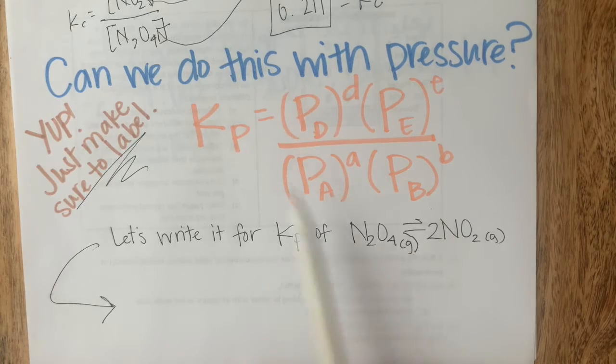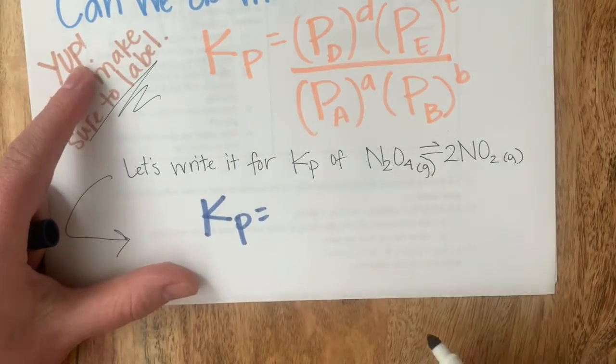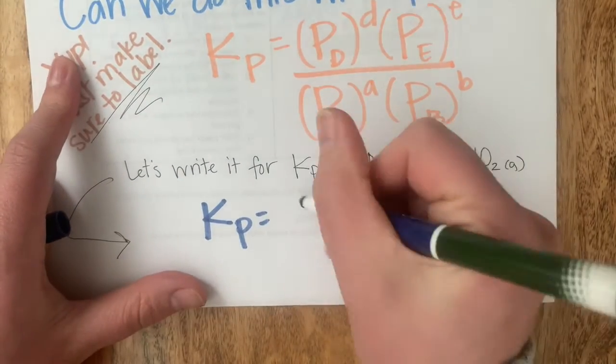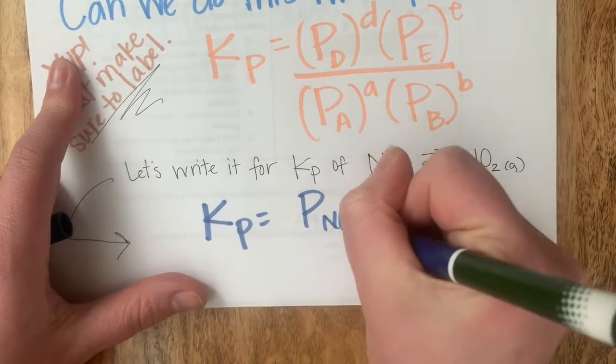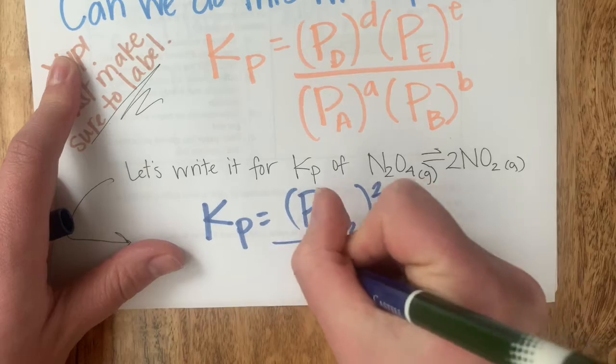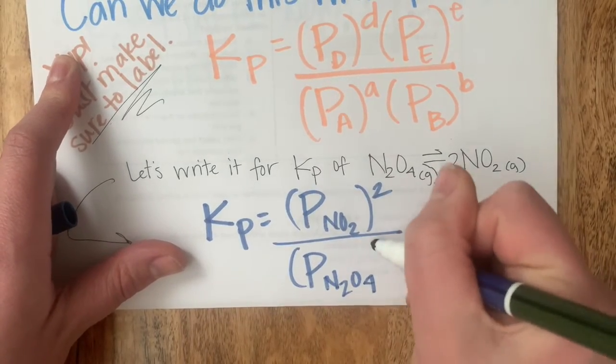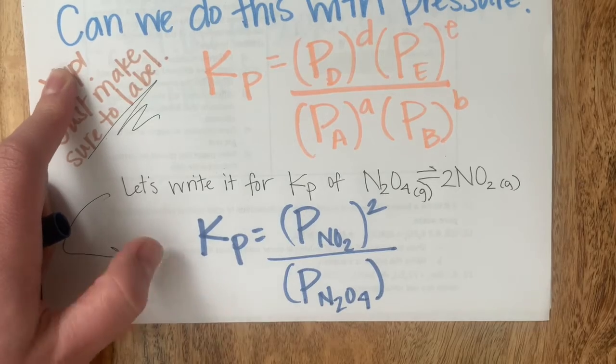So let's write this same equation, but let's write this equilibrium constant expression in terms of Kp. Okay, I'm gonna bust out my marker for this. Okay, so we're gonna write Kp for ourselves, okay? And what are the products? NO2. So it's the pressure of NO2 to the second over the pressure of our N2O4. Okay, and that's how you list that out.